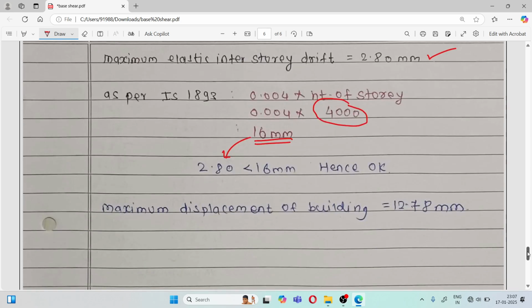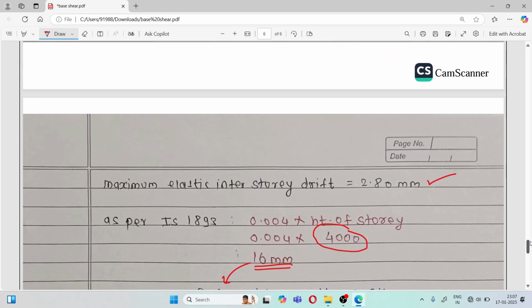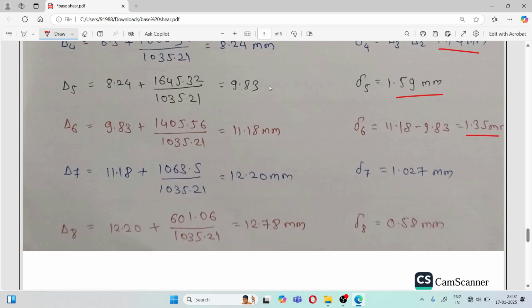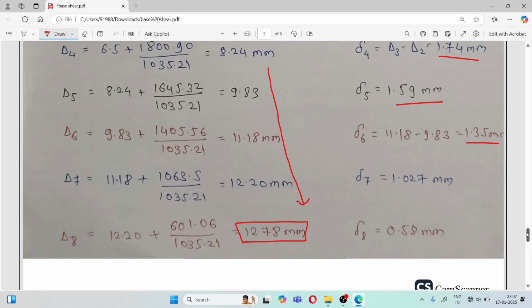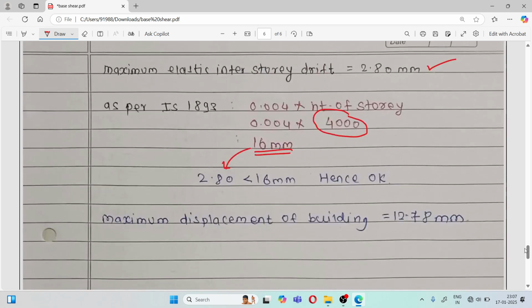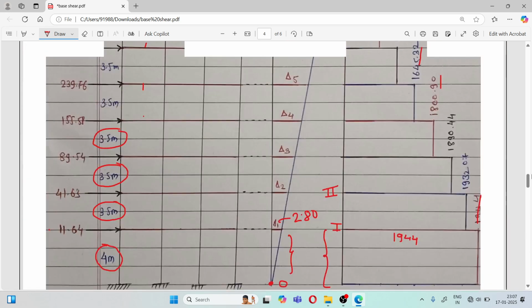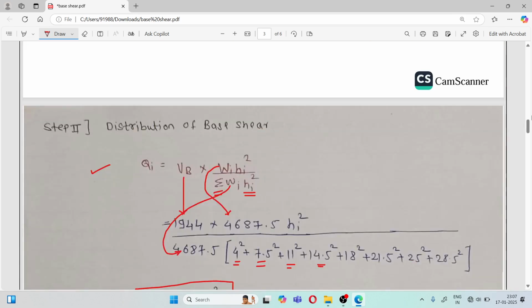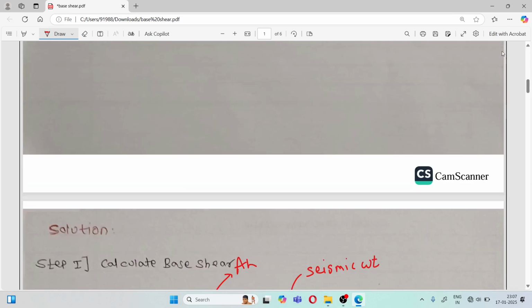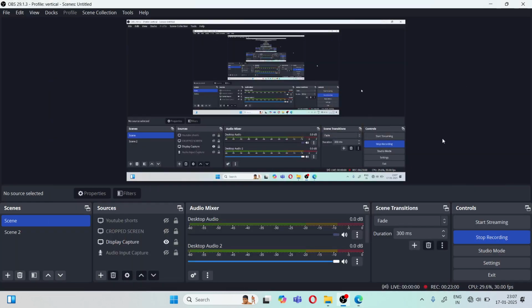So this is how you can check. And for the maximum displacement of the building, if you check, these are all the displacements. So the maximum displacement is 12.78 millimeter. So this is how you can calculate the drift and displacement of the structure. I hope the problem is clear. Still, if you have any doubt, you can ask me.